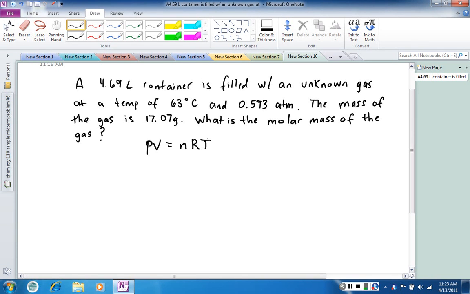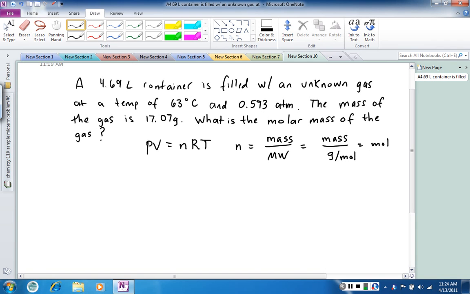The key step here is realizing that you can express moles as mass over molecular weight. Remember, molecular weight is the same thing as molar mass. If that's still confusing to you, remember mass over molar weight, which is usually grams per mole, so that equals mole, which is what n represents.